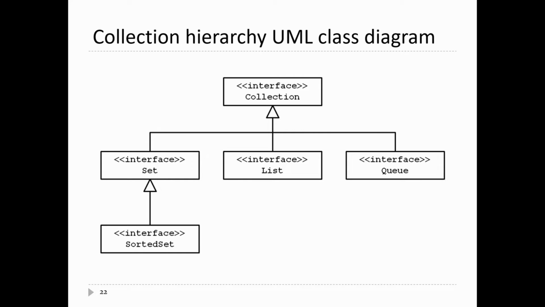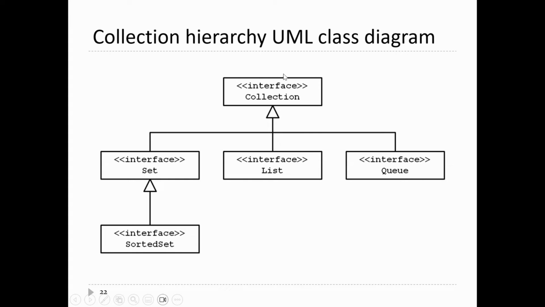And so you can draw the picture of the interfaces in the framework like the following. So this is what's called a UML class diagram. We're going to look more at UML later in the course. UML is short for Unified Modeling Language. It's a visual language that can be used to describe the architecture of software, object-oriented software.